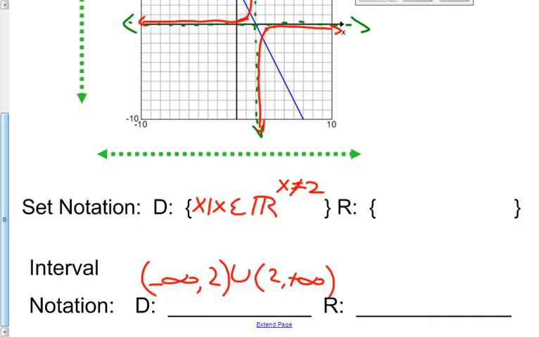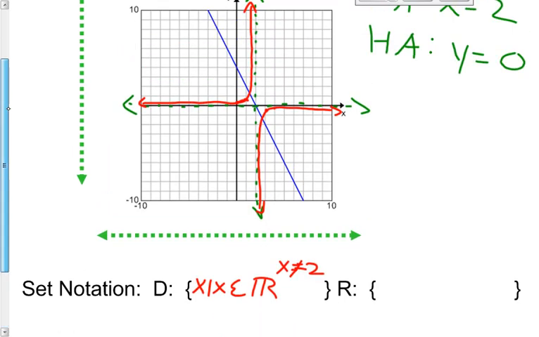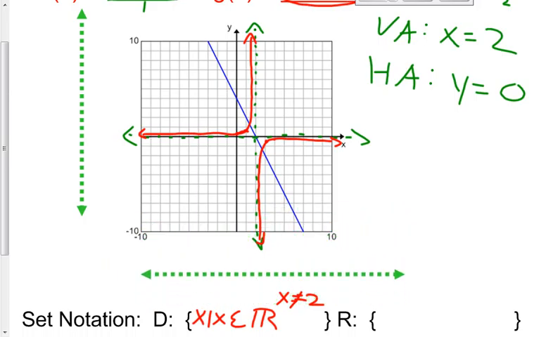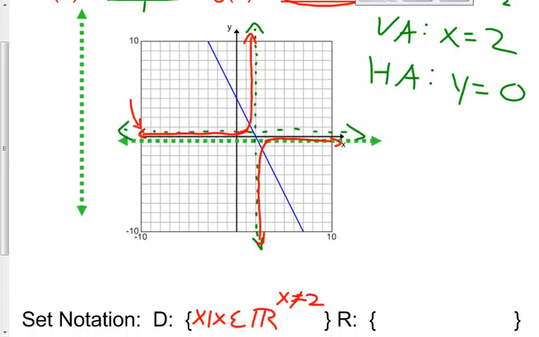x cannot equal 2. So for the range, very similar once again. You go from the bottom up. This red arrow right here goes all the way down. So it starts at negative infinity. It goes as high as 0. It doesn't include 0, so you're going to have a parenthesis right here. And now it's going to pick up on the other side of 0 right over here. So it starts again just above 0, and it goes all the way up to positive infinity.